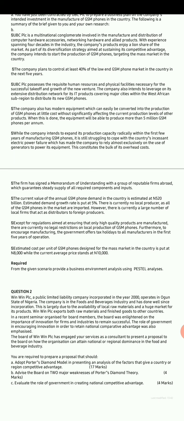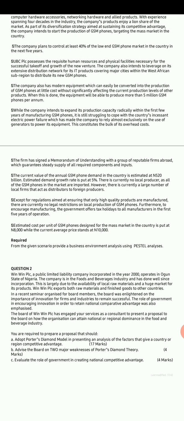Now, continue. The firm has signed a memorandum of understanding with a group of reputable firms abroad which guarantees steady supply of all required components and inputs. The current value of the annual GSM phone demand in the country is estimated at 520 billion naira. Estimated demand growth rate is put as 5%. There is currently no local producer, as all of the GSM phones in the market are imported. Now this is an advantage to them, but it's still not under the PESTLE analysis. However, there's a large number of local firms that act as distributors to foreign producers.